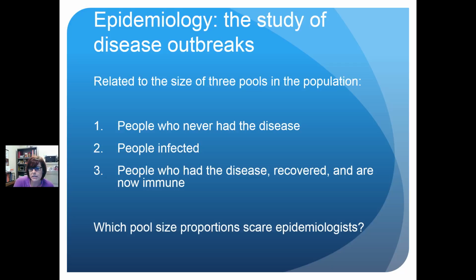Which pool size proportions scare epidemiologists the most? It would be comparing 2 and 1. Because if you have a large portion of the population who have never had the disease, let's say it's like 50-50, and then a portion of the population that's infected, that's scary, and there's a very small portion of people who have had the disease, recovered, and are immune. So if 1 and 2 are much larger than 3, that's really scary, because that tells epidemiologists it's a very virulent, powerful, deadly infection.